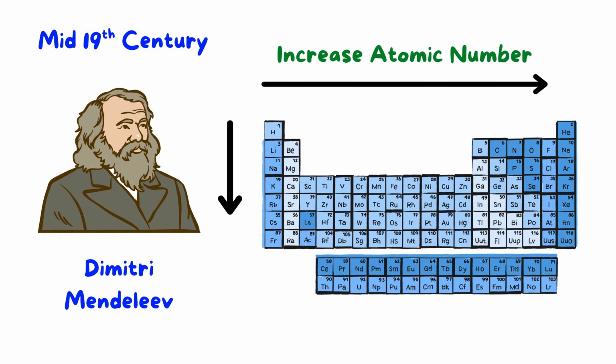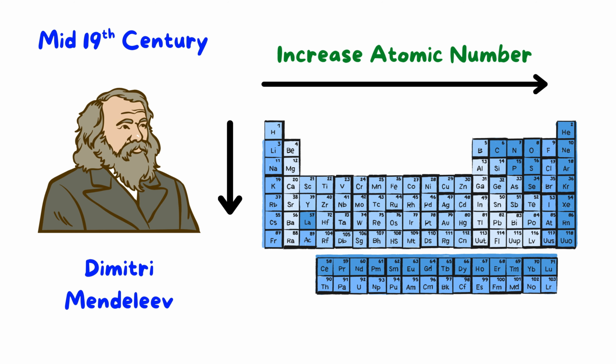Dmitri Mendeleev, a Russian chemist and inventor, developed the periodic table during the mid-19th century, creating a system that organized all the known elements at the time and, impressively, even predicted the existence of elements that had not yet been discovered. As we saw in our earlier video on elements, everything in the universe is made from various combinations of the elements found in this table.